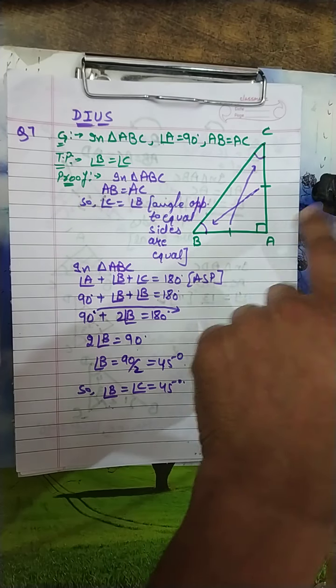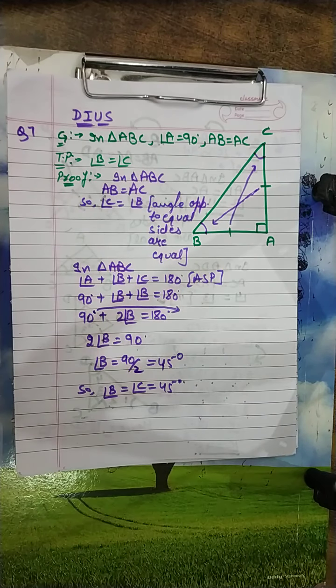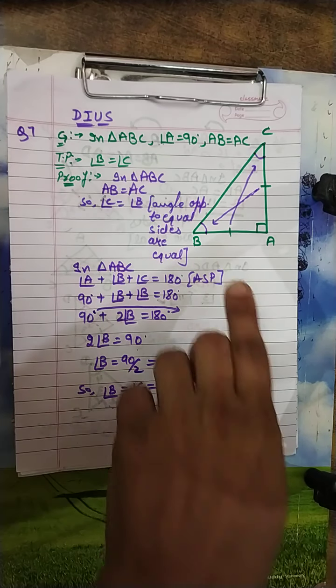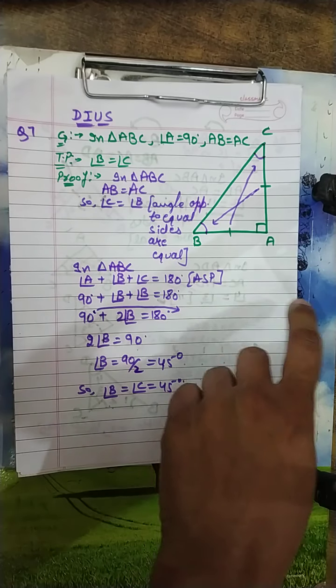Example of isosceles right angle triangle. Now remember one thing, it can also happen in an exam that a 1 mark question may come: draw an isosceles right angle triangle. Then this is a perfect example of an isosceles right angle triangle. Draw this diagram, and then write angle A is 90 degrees and AB equals CA, so it's an isosceles right angle triangle.